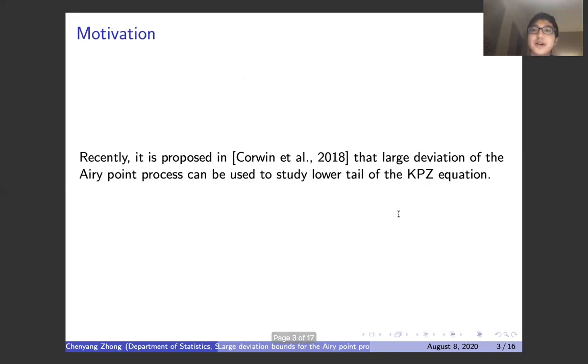And let me give a bit of motivation for the study of the problem of large deviation bounds for the Airy point process. Recently, it is proposed in Corwin et al. that large deviation of the Airy point process can be used to study the lower tail of the KPZ equation.